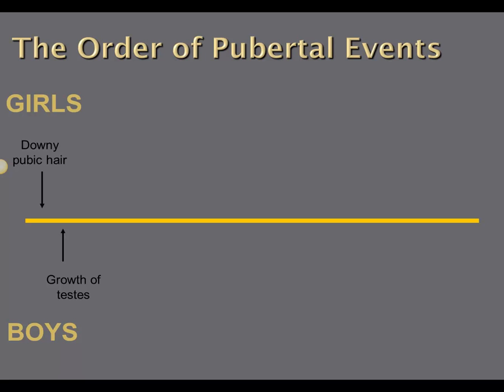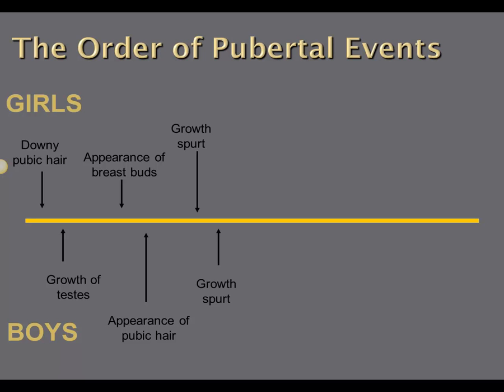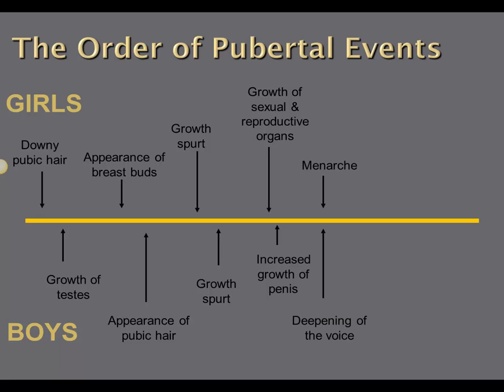Appearance of breast buds for females follows the downy pubic hair, growth of testes, appearance of pubic hair for males. Girls go through the growth spurt earlier. That's why we see a lot of tall 6th grade and 7th grade girls. Boys end up catching up pretty soon thereafter. Growth of sexual and reproductive organs, we'd see menses by about this time. Increased growth in penis. Menarche happens after the growth spurt and after breast buds, as far as timing goes. Deepening of the voice for males.